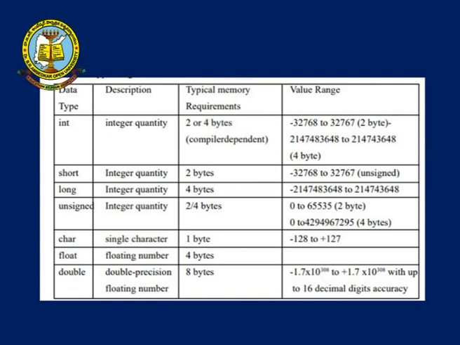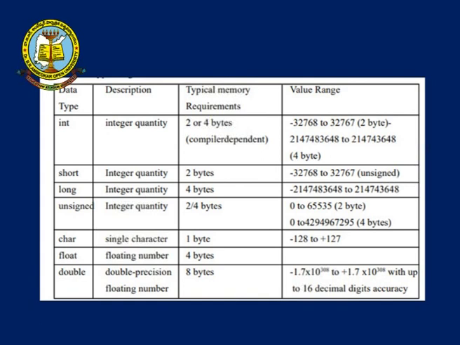So, these are the integer family data types, and the next one is the character family data types. Here we will use only 1 byte to represent the character. 1 byte means 8 bits, so the range is minus 128 to plus 127, that is minus 2 to the power 7 to 2 to the power 7 minus 1. So, these many spaces were reserved to represent the character.